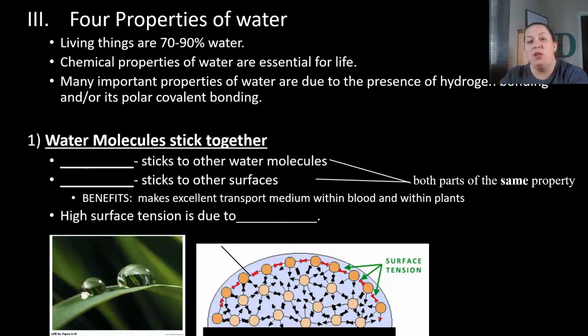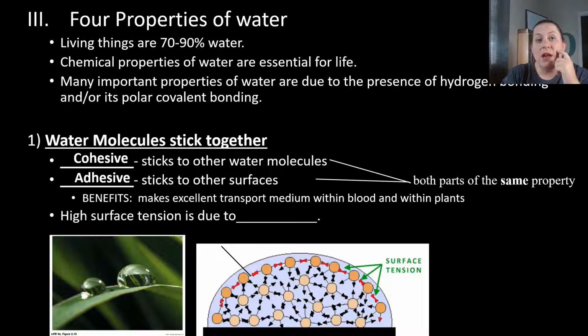So when water molecules stick together, it's called cohesiveness or cohesion. If they stick to a surface like your car or your water bottle or your skin, that means they are adhesive. Those two things together make up the same property, the fact that they stick to each other. The benefit of this is it makes water excellent transport media within our blood, like for us, or within plants, so that they can move that water up against gravity.